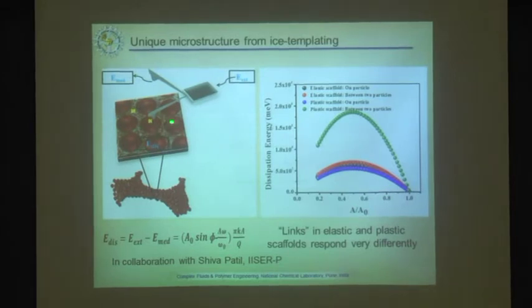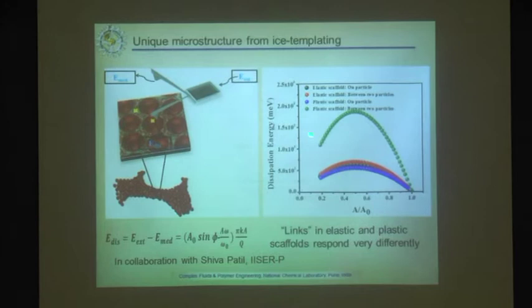And so what we've done is we've taken these two scaffolds and brought this tip down to try and understand if there's a difference between the links that are created for the plastic scaffolds, the ones that fall apart, versus the ones which are highly elastic, and it seems there is about a factor of 3 difference. So here you're plotting the dissipated energy as a function of amplitude.